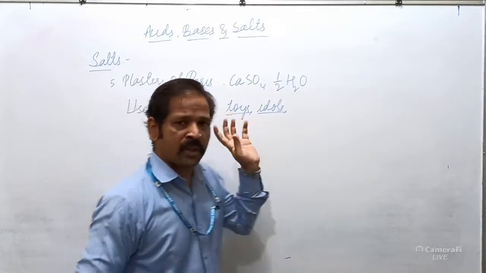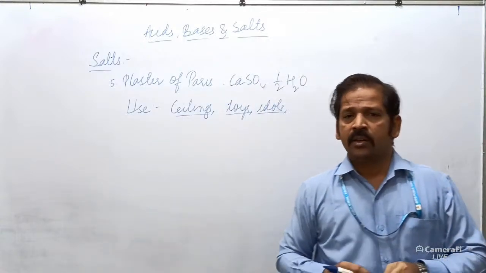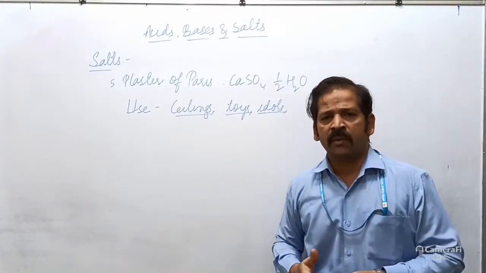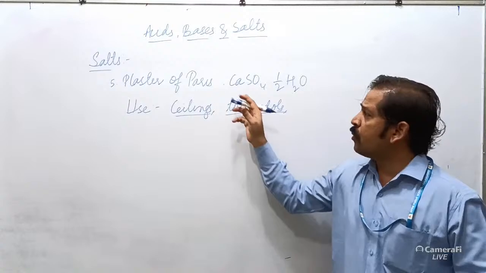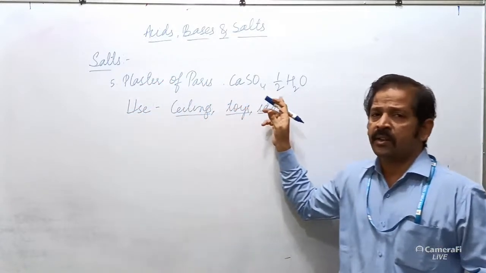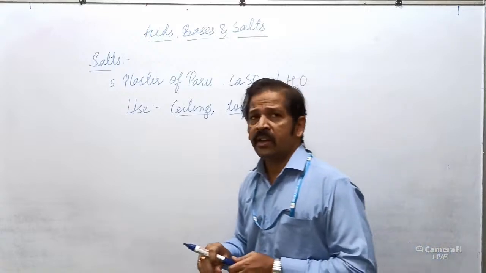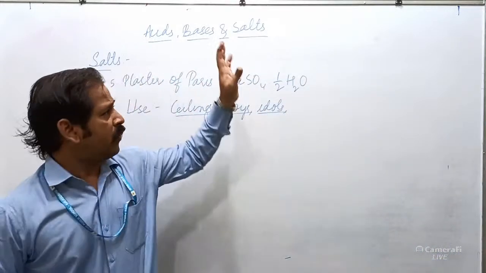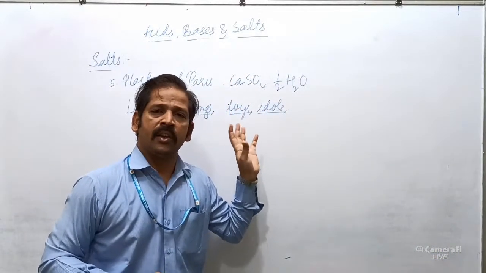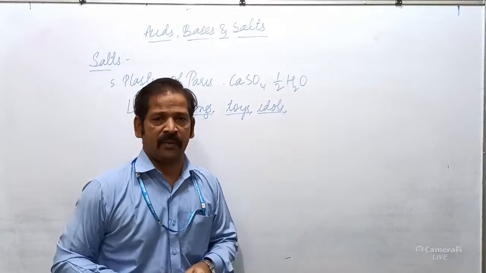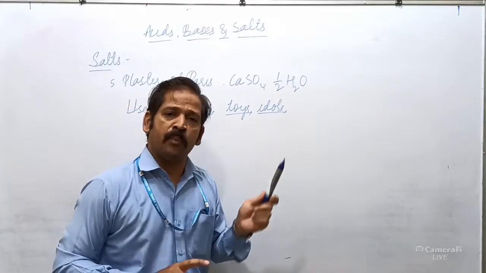I think all of you know about these things. When there is a fracture in our hands, they use this plaster of Paris for the setting of that fractured bone. This is all about the topic, 5 different salts which are used in our daily life. This is the most important one.